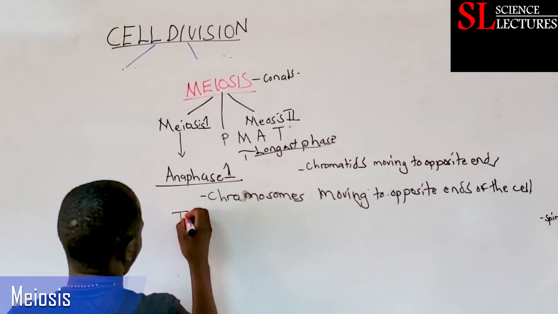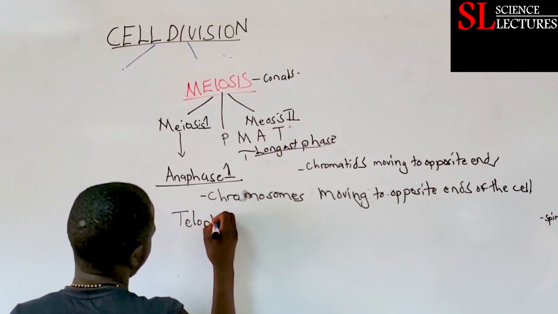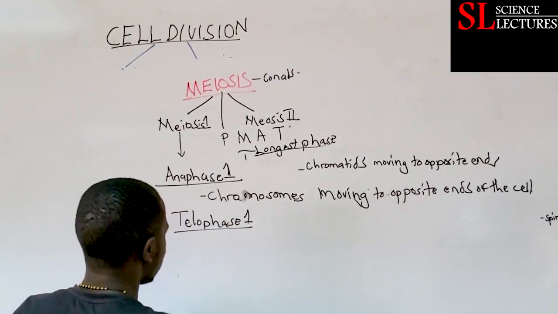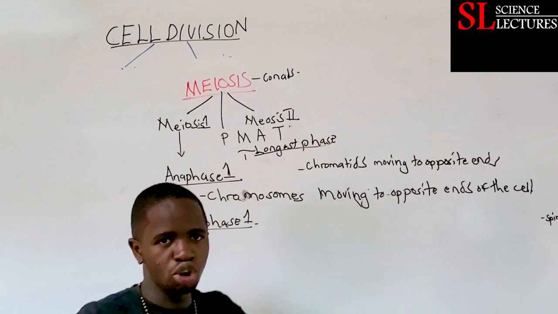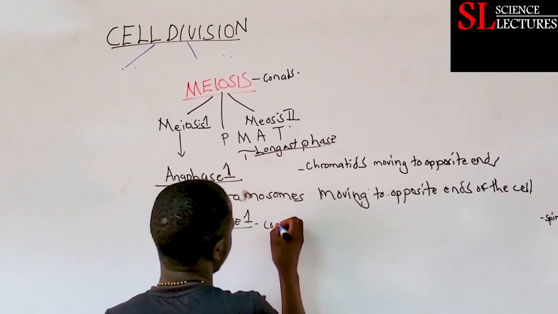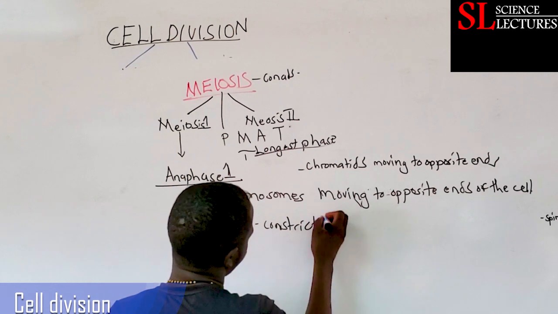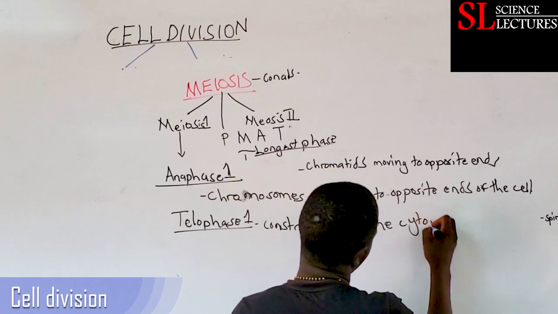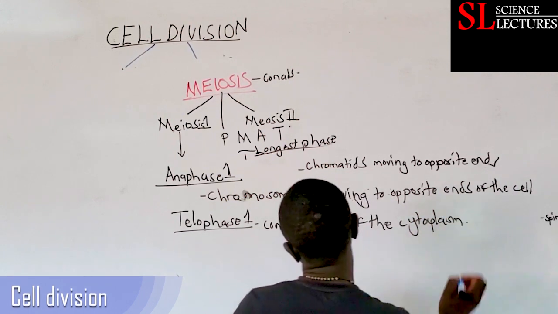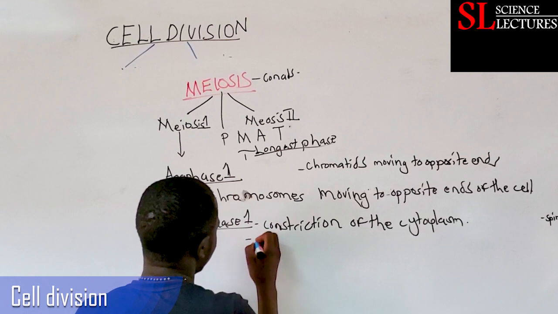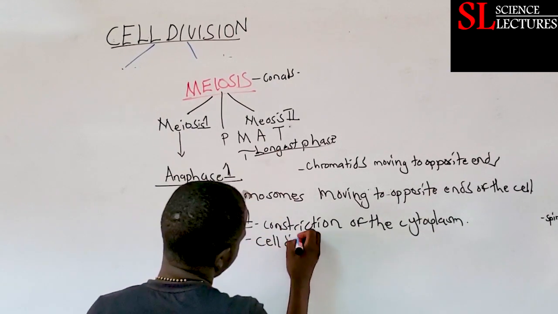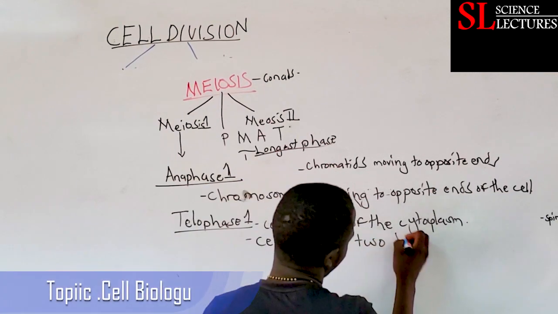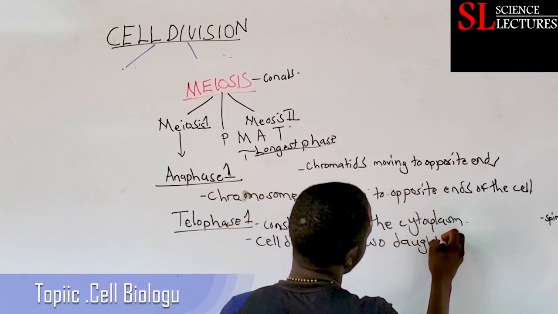Then after that we shall have another phase, that is telophase 1. So during telophase 1, we say the cell will constrict. We shall have constriction of the cytoplasm. Then we shall have the cell dividing to two daughter cells.